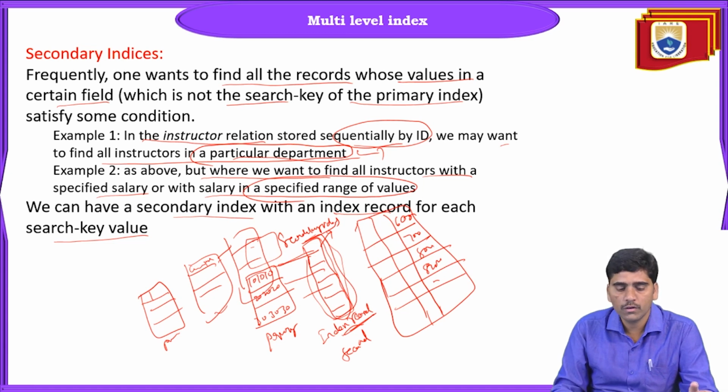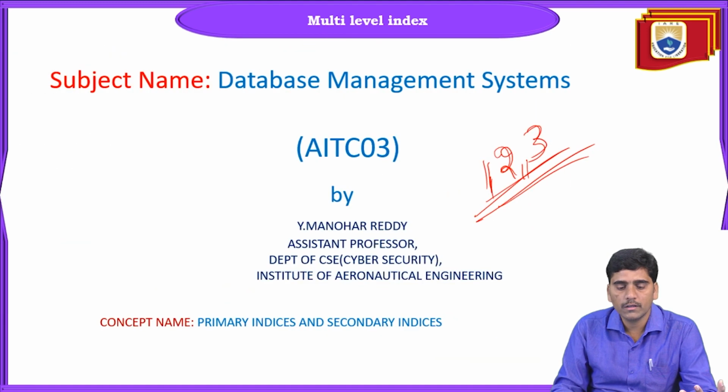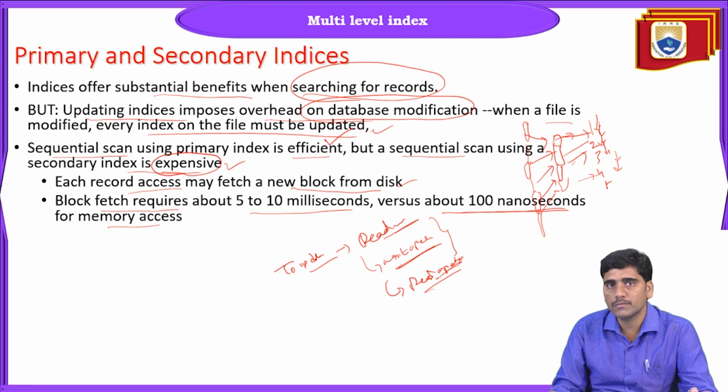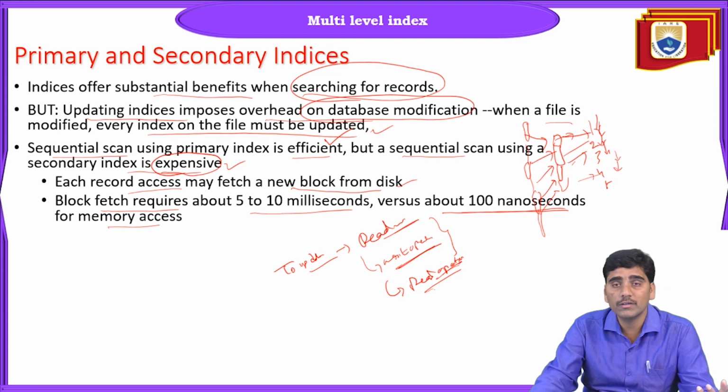This is the way we can understand creating secondary indexes for accessing the data. Once again we revise the topics we discussed in this session: creating primary indexes as well as secondary indexes. What is meant by primary index and what is meant by secondary index? Creating an index or index file records for searching all the records is called primary indexes as well as secondary indexes. For primary indexes we use sequential scans, and based on the sequential scan we fetch the records.